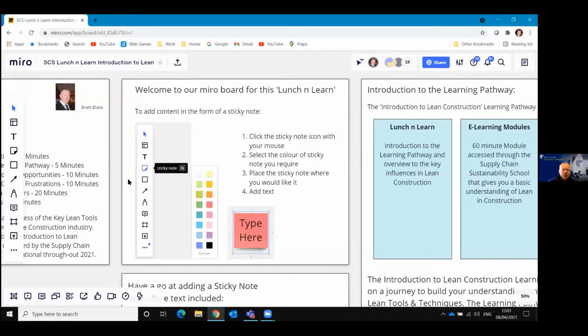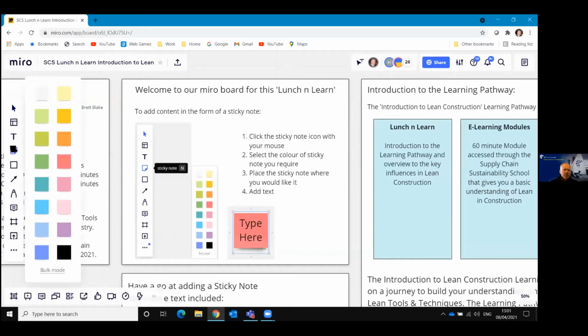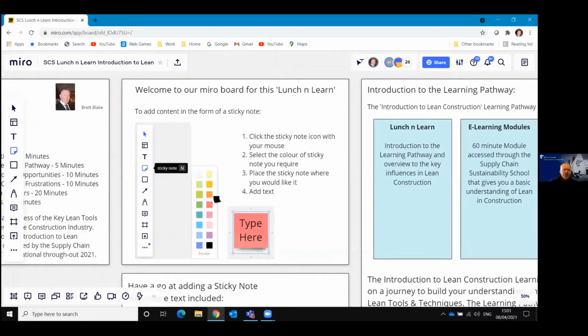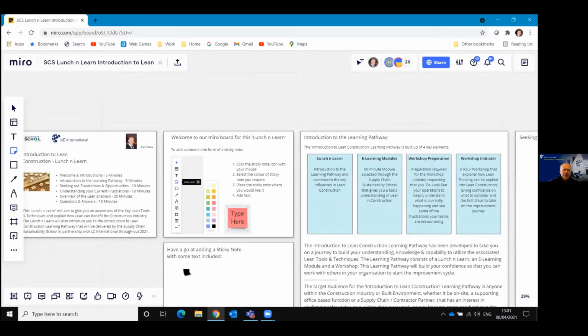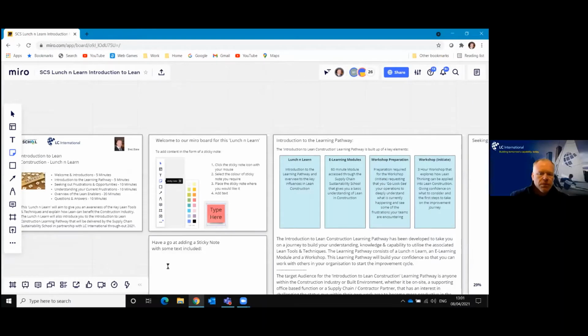Towards the middle and end of this session, there's going to be an opportunity for you to feed some thoughts and comments into this Miro board. It's easily done. All you need to do is identify a post-it note on the left-hand side with your mouse, choose a colour you would like to use, and then add it somewhere you would like to see it on the Miro board. Once you've added it, you can type a comment in there. And these comments can then be understood and shared with everybody else on the call today.